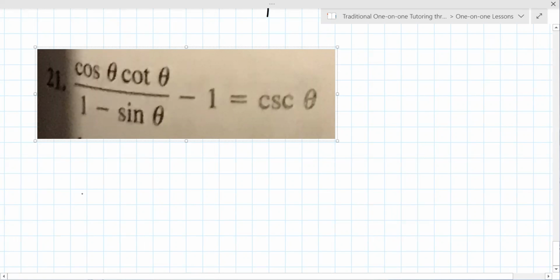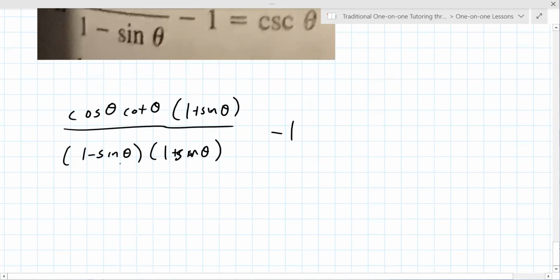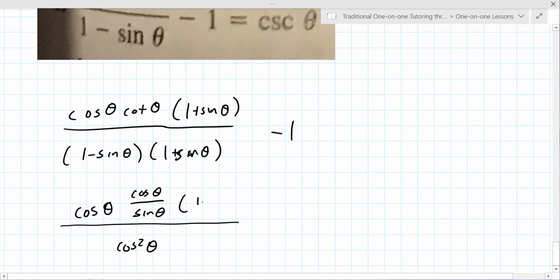Right. So you would take cosine theta, cotangent theta, 1 minus sine theta, and you would go 1 plus sine theta, 1 plus sine theta. Okay, and then we'll just leave this -1 here for the moment. So the bottom becomes 1 minus sine squared theta, which becomes which identity? It would be cosine squared theta. Cotangent is really cosine theta over sine theta. And then you get this 1 plus sine theta hanging out over here. Do you see that cosine and cosine give you the cosine squared? I do see that, yes.